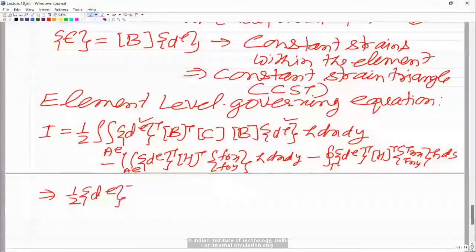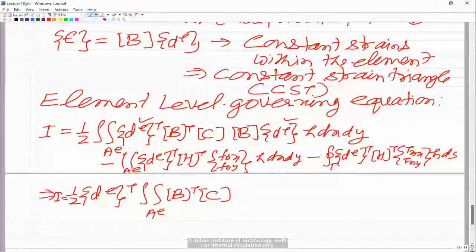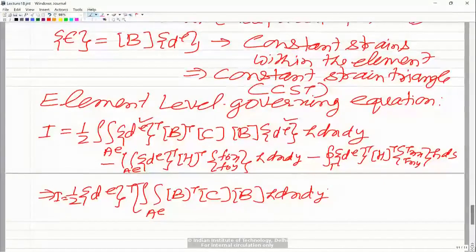So you can write I equal to half d transpose, integration over area, and then we have B transpose into C. And depending on whether it is a plane stress problem or plane strain problem, you will use the appropriate C. C is a 3 by 3 matrix, but its expression in terms of E and nu is different for plane stress and plane strain problems. So B into h into dx dy, and this is actually your element level stiffness matrix, and we will have into dE.